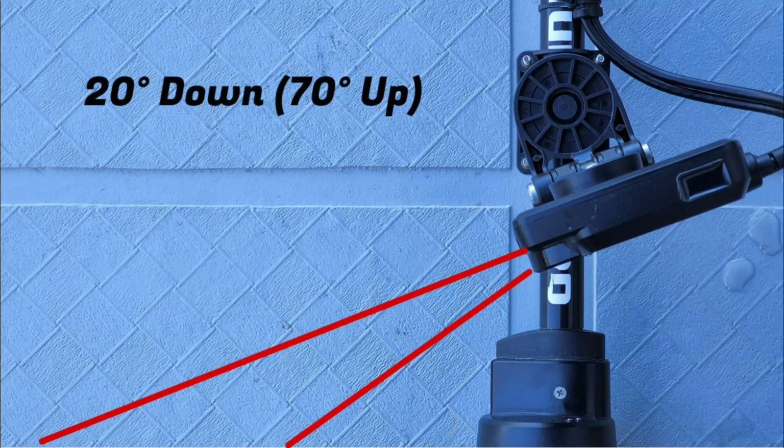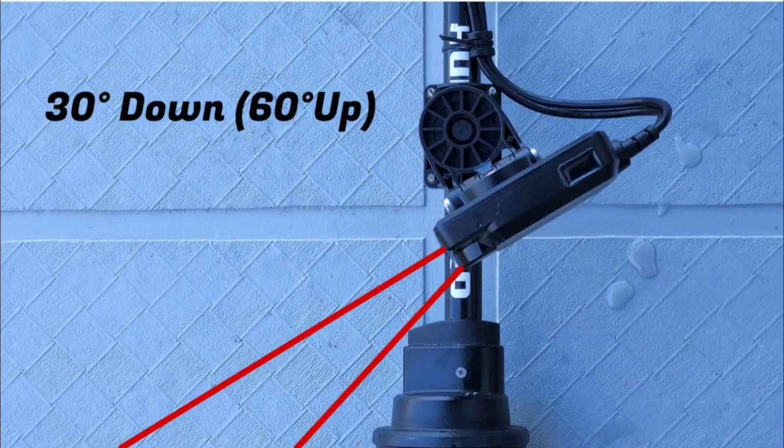Next is the second notch, second click, and it's 20 degrees down, 70 degrees up. You can see it's a little more angled, so you're going to miss fish closer to the surface. You're going to pick up fish deeper, and this is the one I use more than any of the others, unless, again, I'm fishing really shallow.